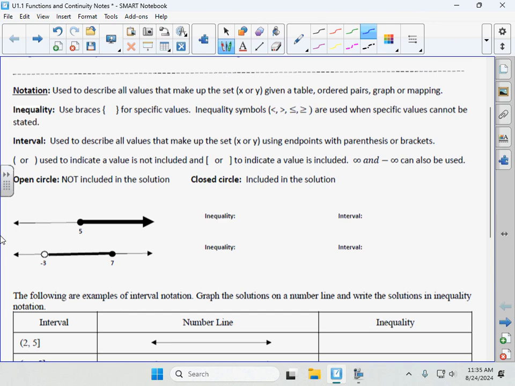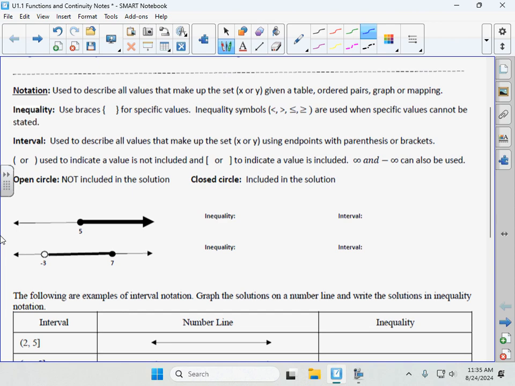The two different kinds of notation that we're going to be looking at are inequality and interval. When we're talking about specific numbers, we're going to use braces to list out each of the numbers that make up the set, or the solutions to a set. We separate them by commas, and typically you'll order them from smallest to biggest.